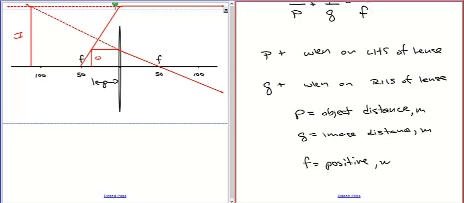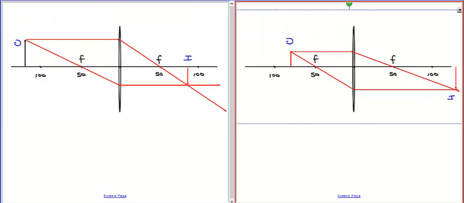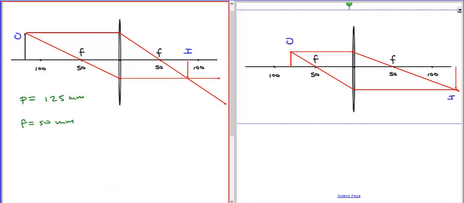And typically that's given in the problem. So let's just look at each of these cases. I'll make up a number. The object is more than twice the focal length, so this is the first example. So I've chosen 125 millimeters. The focal length is 50.